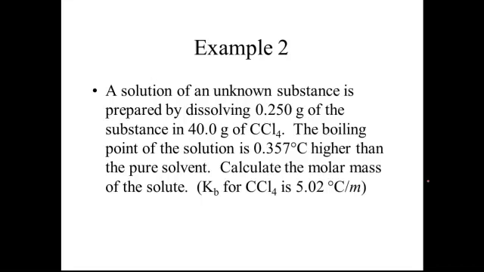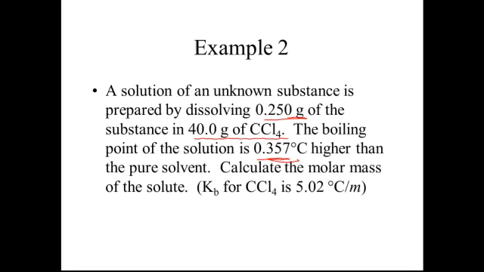All right, so here we can see we've got 0.250 grams of some substance. It's dissolved in 40 grams of CCl4, carbon tetrachloride. The boiling point, it looks like, is going up by 0.357, and they want us to calculate the molar mass. So I'm going to do as much as I can on this screen just so I don't have to flip over to the other screen. So step number 1, remember, is to get the molality.